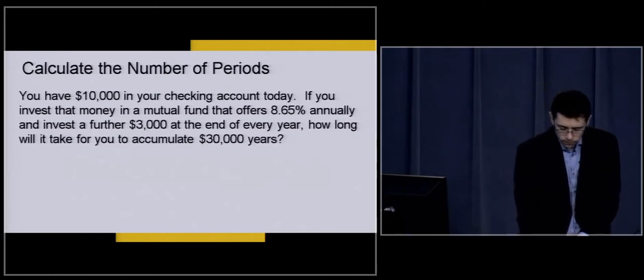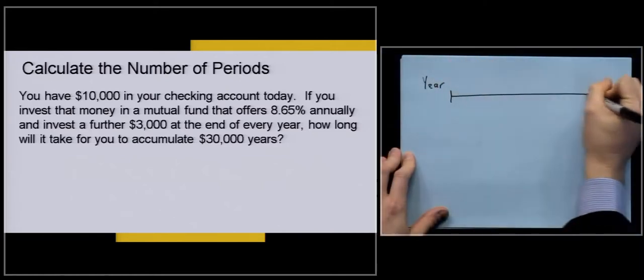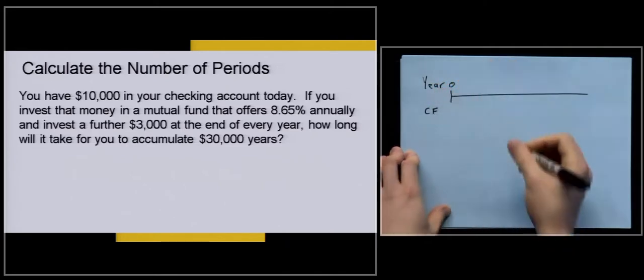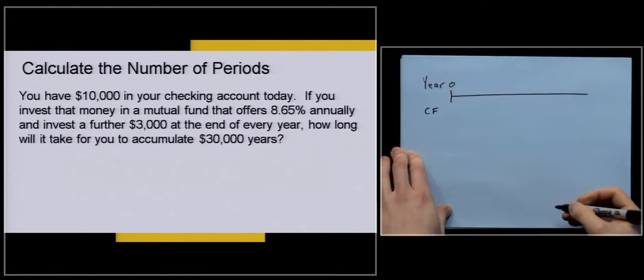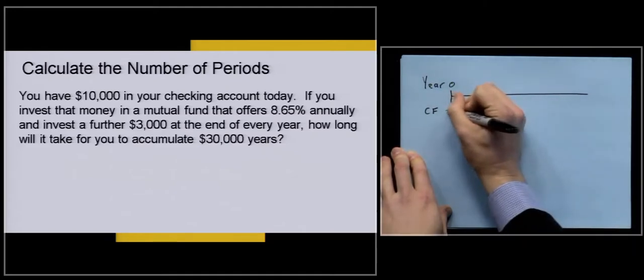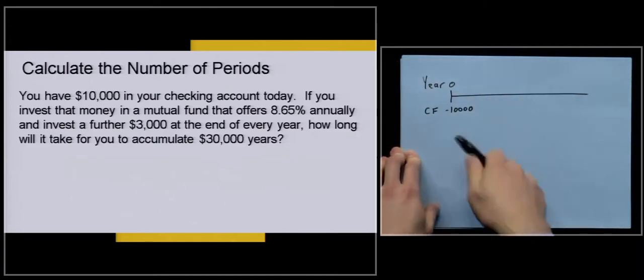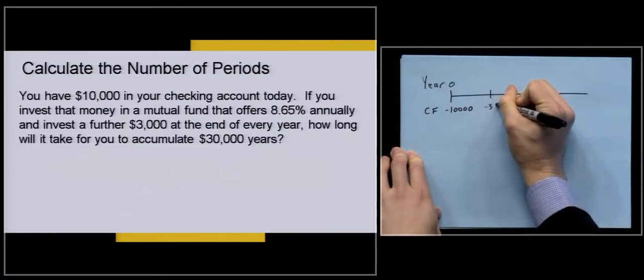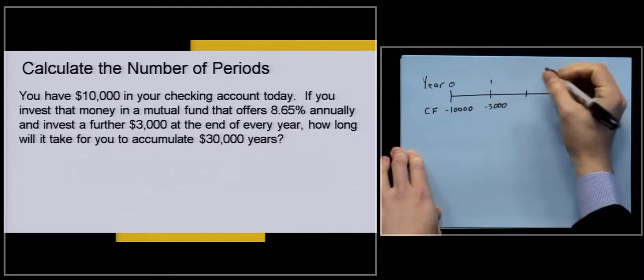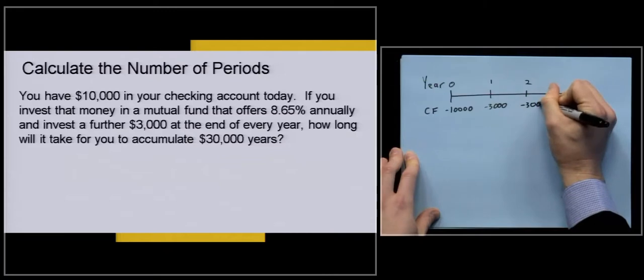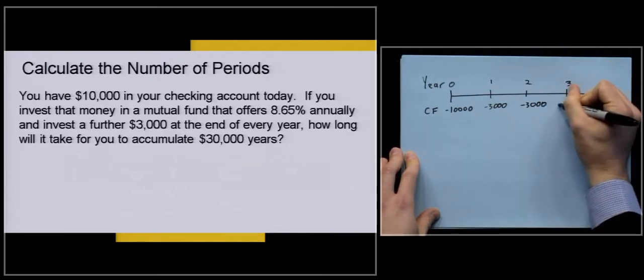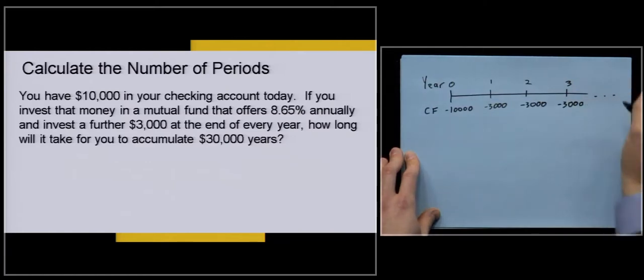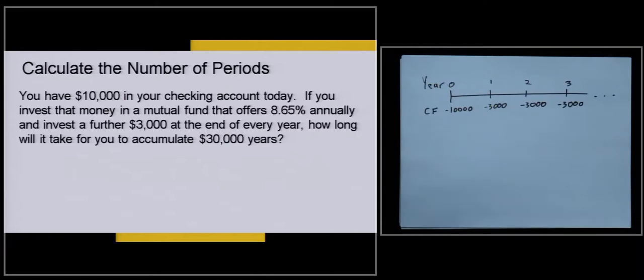At the start of this investing period, we have $10,000 in our checking account. We're going to invest that immediately, which means that that is a $10,000 cash outflow, so negative $10,000. Now, at the end of every year after that, we are going to be investing $3,000. So at the end of year 1, we're investing $3,000. At the end of year 2, we're investing $3,000. At the end of year 3, and so on and so forth, we're investing $3,000. Our goal here is to find out how many years we need to invest to accumulate $30,000, so that should say dollars instead of years.